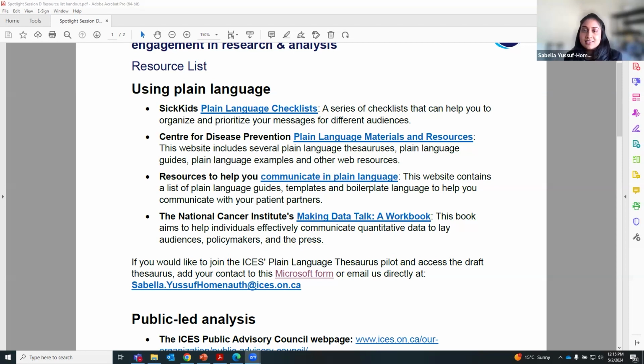So the plain language thesaurus is within that spirit. There are many that exist generically online, but what we tried to do here was to take that and tailor it for use in the specific research that we do here at ICES. I wanted to point you to some of the resources we used to create that thesaurus: the plain language checklists available from SickKids, the Center for Disease Prevention's many plain language thesauruses and general guides to communicating in plain language, and a great book, Making Data Talk. We used all of these plus more to create the thesaurus itself.